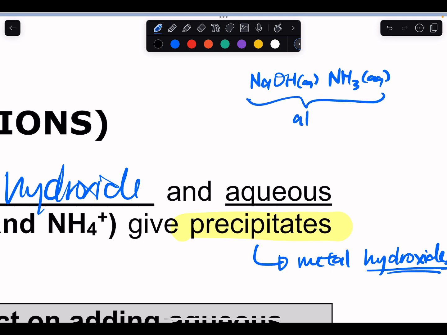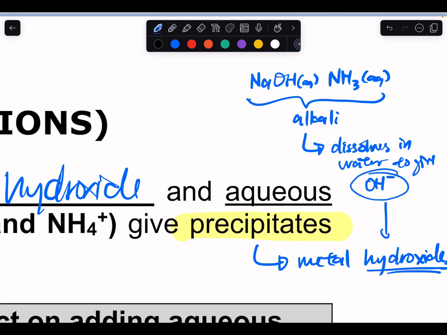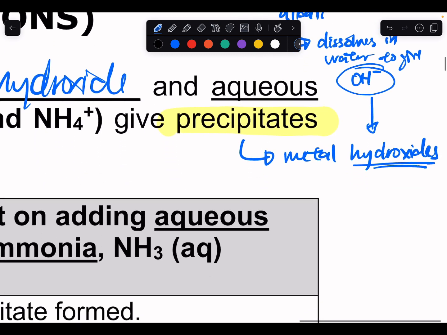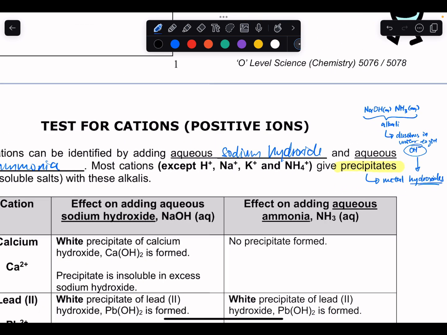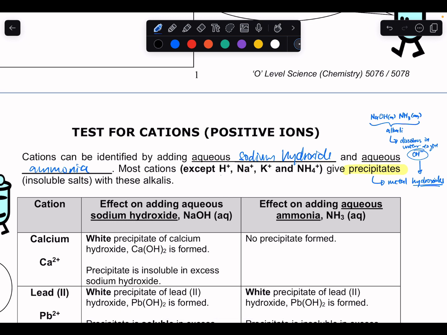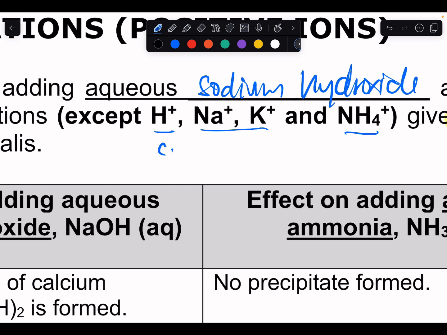These are both alkalis. And recall, what's an alkali? It dissolves in water to give hydroxide ions. Okay, so what happens is it provides these hydroxide ions that will collide with the metal cations to form a metal hydroxide. So if you recall the solubility table, most hydroxides are insoluble in water, except for a few. Okay, so except for hydrogen, your group 1, and ammonium, it will tend to give a precipitate. Of course, we also have some that are slightly soluble. Your calcium hydroxide is slightly soluble in water, and barium hydroxide.